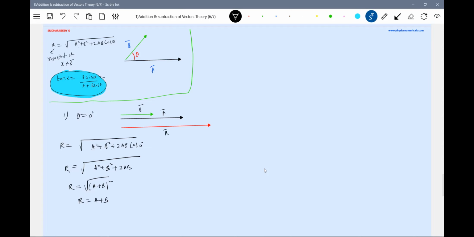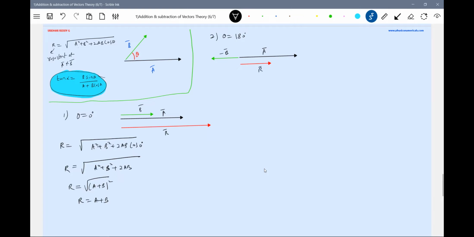Okay, now the second case, theta 180 degrees. What do you mean by theta 180 degrees? How will the vectors be oriented? This is A bar, and this will be minus B bar. So what is the resultant? The resultant vector will be less than A bar, no? The length of the resultant vector should be less than A bar.